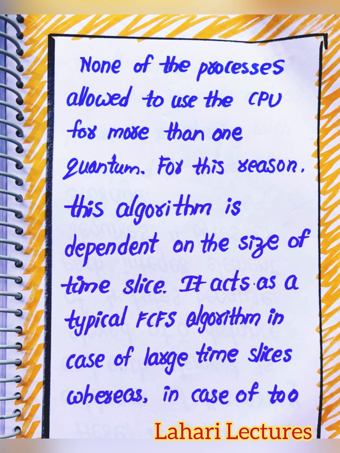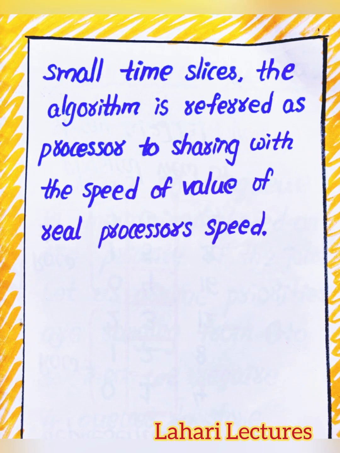None of the processes is allowed to use the CPU for more than one quantum. For this reason, this algorithm is dependent on the size of the time slice. It acts as a typical FCFS algorithm in the case of large time slices, whereas in the case of too small time slices, the algorithm is referred to as processor sharing, with the speed of each process being a fraction of the real processor speed.